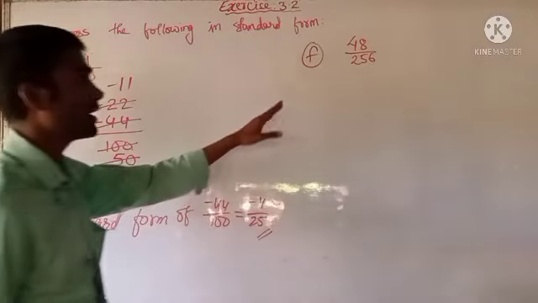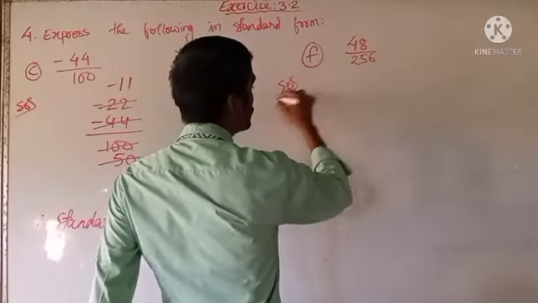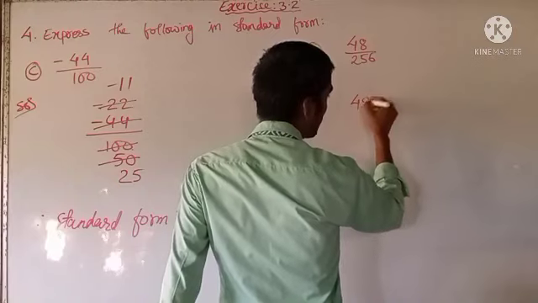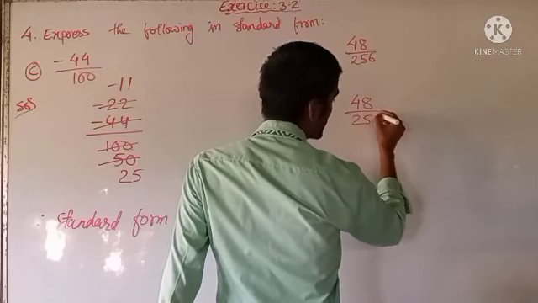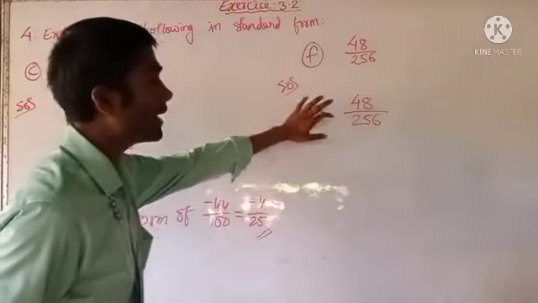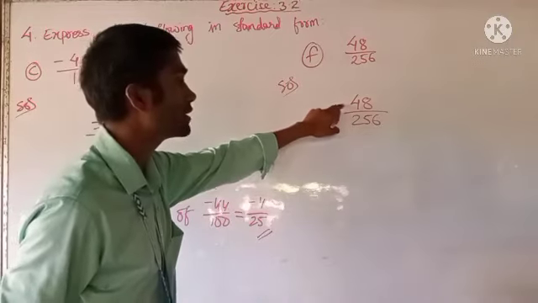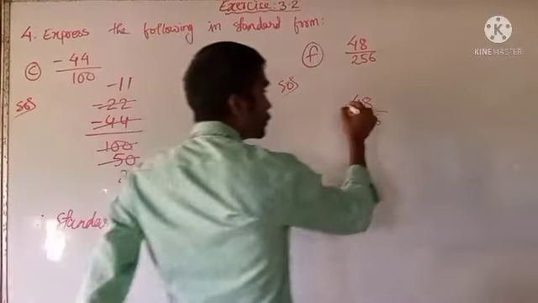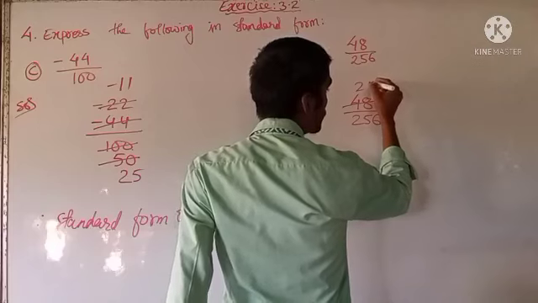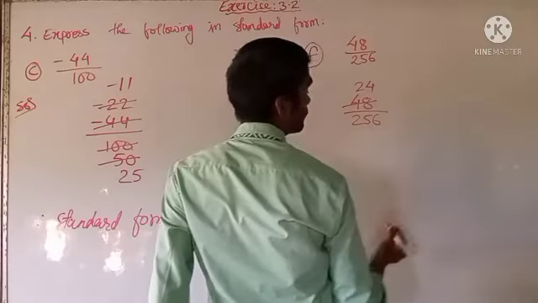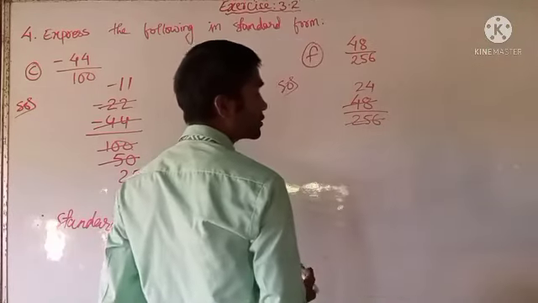Now let me show you option number F, that is 48 by 256. Now we will divide them by 2 since they are divisible by 2. So 2 twos are 4, 2 fours are 8. Now again by 2, this one denominator also we will divide.